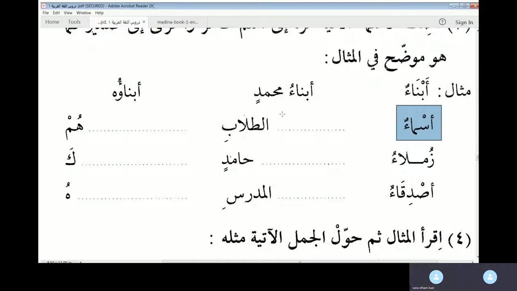Asma', names. Asma' at-tullab, the students' names. Asma'uhum, their names. Zumala', classmates. Zamil is singular and zumala' is plural. Zumala' Hamid, Hamid's colleagues.